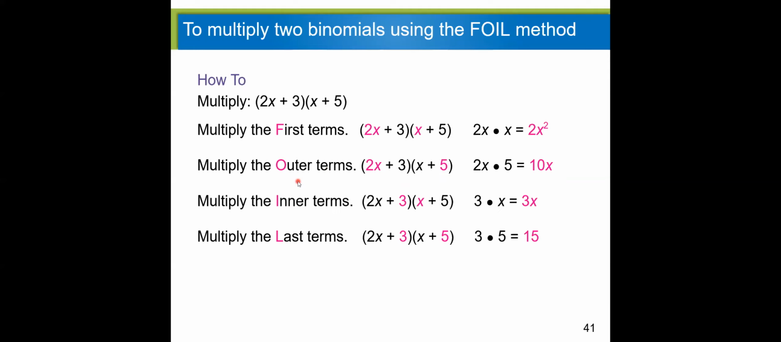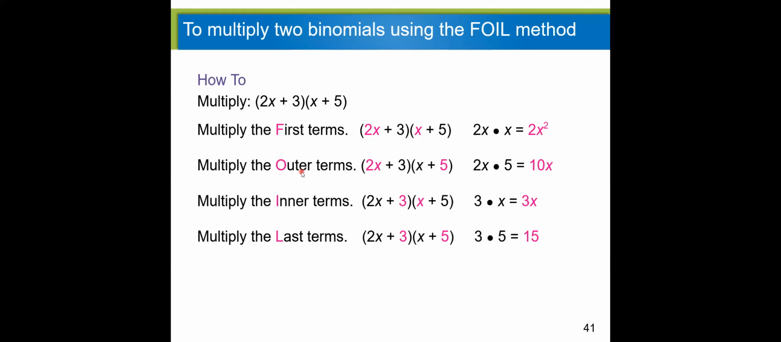First terms, outer terms, inner terms, last terms. This, like PEMDAS, you should write on top of your homework when you're doing this until you have it memorized. FOIL says when you have your binomials, look at the first term on each binomial, multiply those two together. That is the first term of your answer.